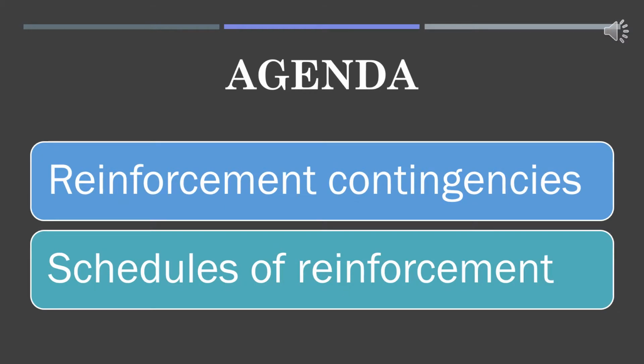In this video, we are going to discuss two different topics. For starters, we will go over what reinforcement contingencies are. This will include information about positive reinforcement, negative reinforcement, unconditioned reinforcers, conditioned reinforcers, and so on. Secondly, we will discuss schedules of reinforcement. This topic will cover continuous versus intermittent reinforcement, as well as some examples of reinforcement schedules that focus on number of responses and time passed.